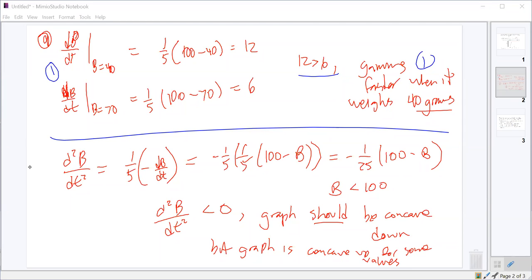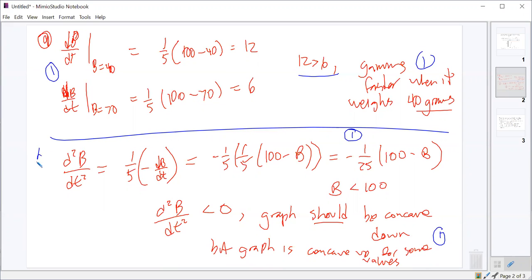And that was worth 2 points. So 1 point for correctly getting negative 1/25 of 100 minus B, and 1 point for should be concave down, but it's not. Good. Any questions there on part B?